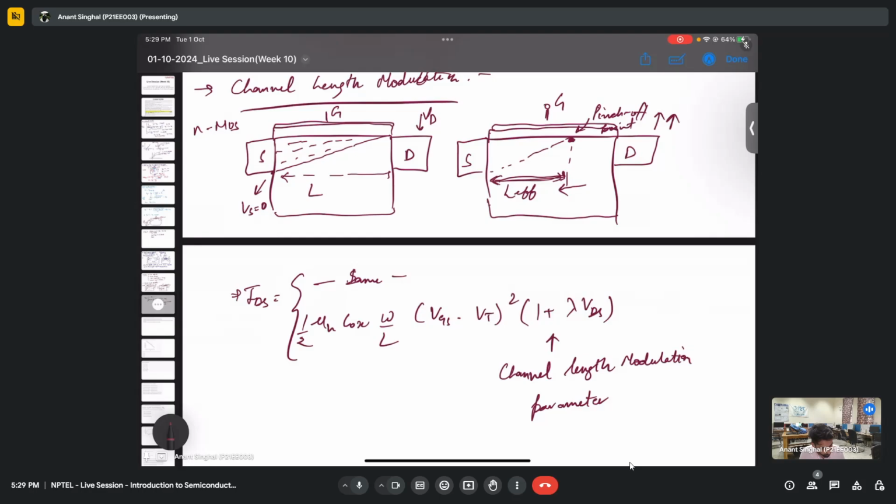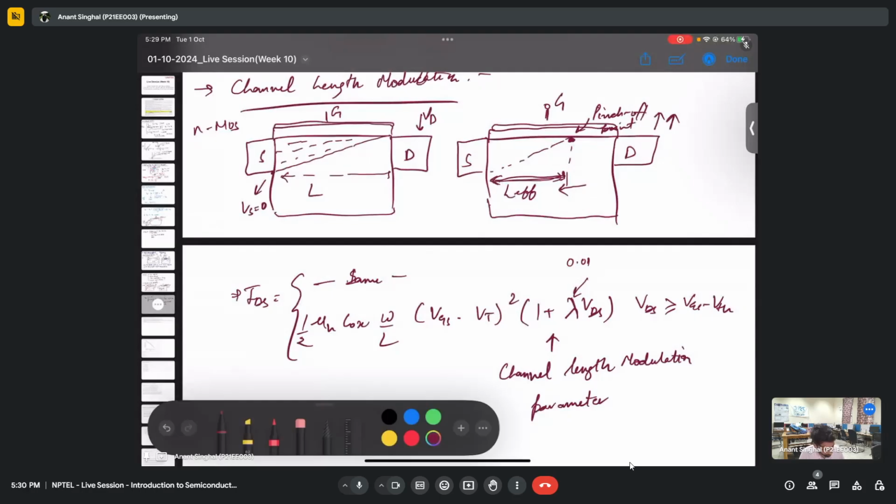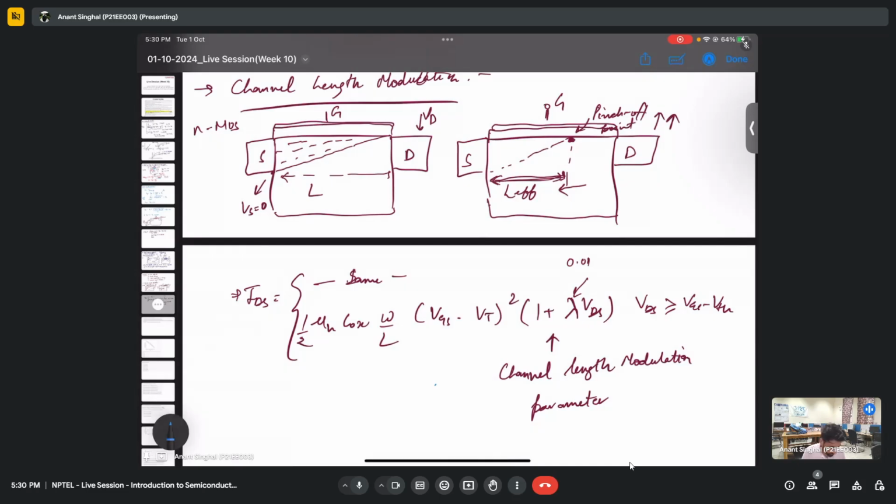drain to source current to have this effect in the picture, that is for a drain voltage which is higher than the saturation. For short channel devices, this channel length modulation occurs, and that makes the drain to source current not independent of the drain to source voltage in the saturation. We do have a certain dependence. So let's say this has some 0.01 number. I'm just taking a random number for now. So now what you can say is this is the slope that we are talking about. This particular thing is what is determining the slope.